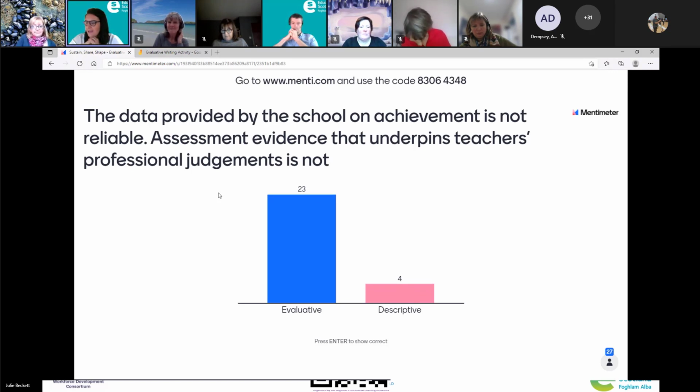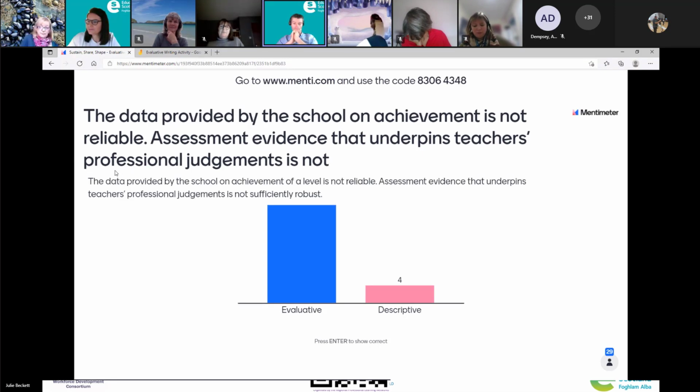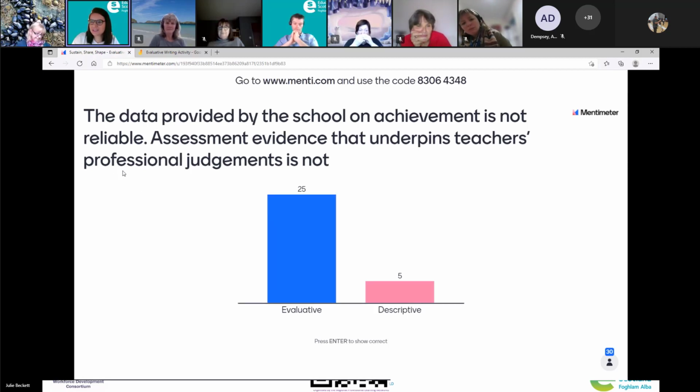See the numbers creeping up again. That's great. See people are accessing that. That's fab. There we go. So this statement here is evaluative, and we can see the overwhelming majority there have gone evaluative in their votes.